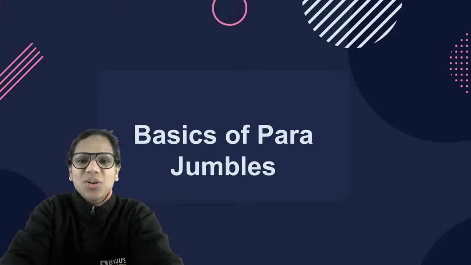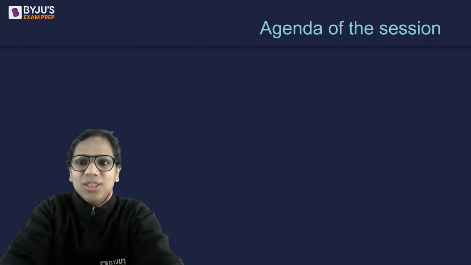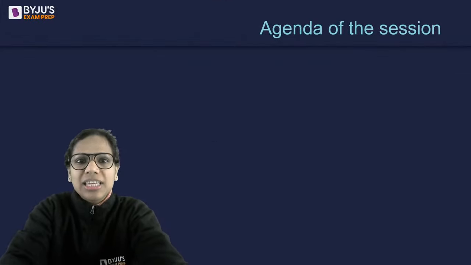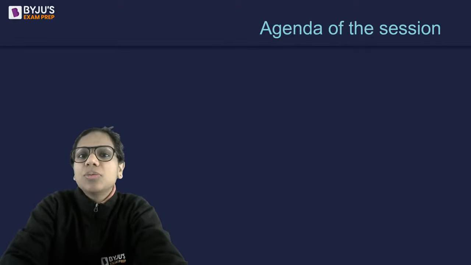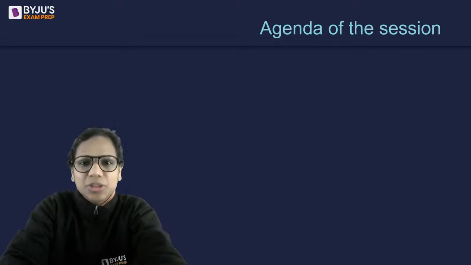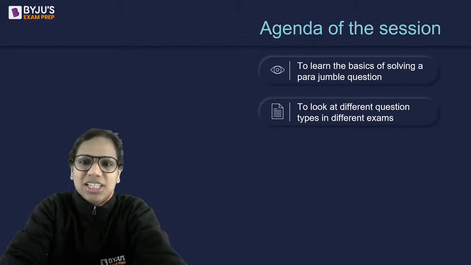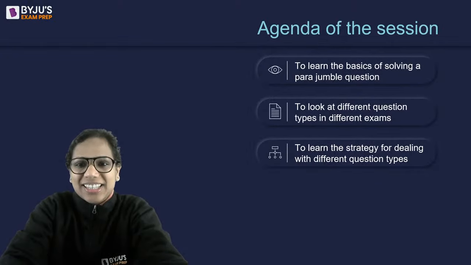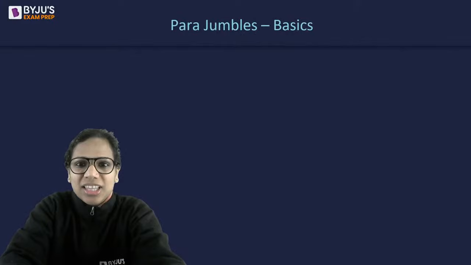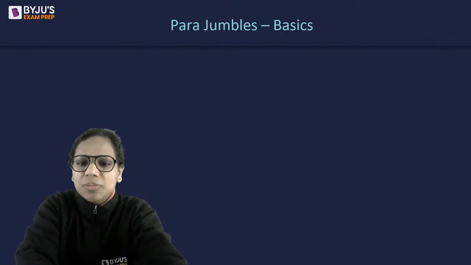Okay, so basics. You tell me, what are the things that we should keep in mind when we attempt a parajumble question, how you attempt a parajumble question. Let that be the starting point of the discussion. And through this, we are going to proceed to discussing these aspects. Right? So, what is it that you pay attention to when you attempt a parajumble question?